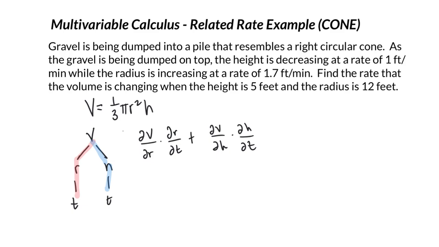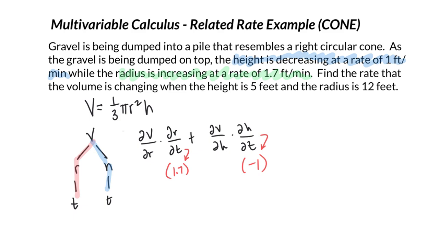Now, one of the things to note that sometimes can make this a little bit tricky is we have been given rates already. The height is decreasing at a rate of 1 foot per minute. So dh/dt, we can fill out. It's -1. Whereas dr/dt is increasing at a rate of 1.7. So we know dr/dt is positive 1.7.